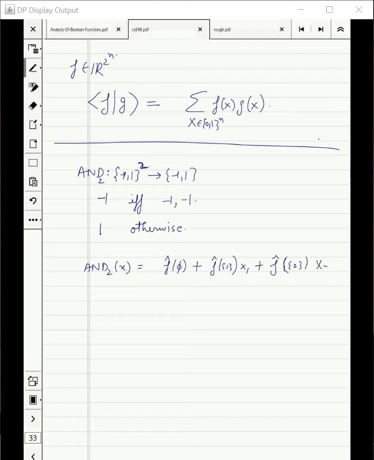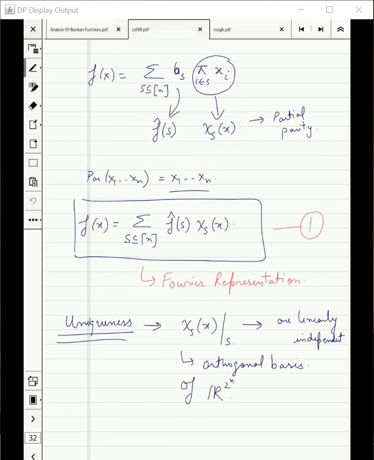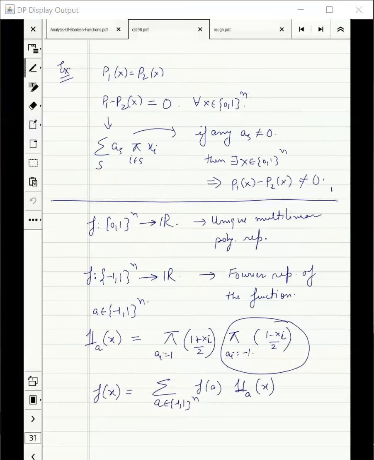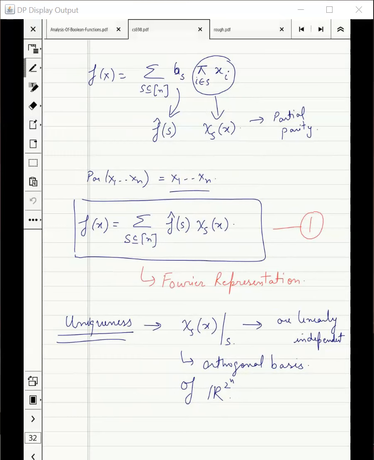In the Fourier representation we just defined, we had chosen the restricted range to be 0, 1 instead of minus 1 and 1. Is that the definition of the indicator functions? It was chosen like that in the definition of the indicator function, but when you take their linear combination, your range will be the entire real numbers, right? This is what we saw in the 0, 1 case also. I'm just talking about the restricted range. Let's say right now we are only caring about inputs in minus 1, 1 to the power n.